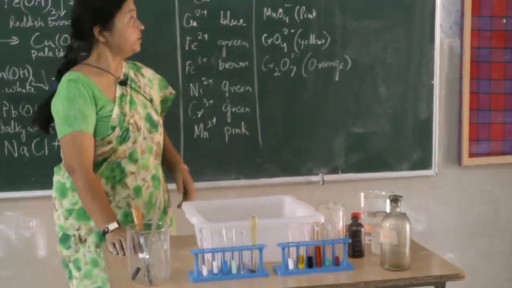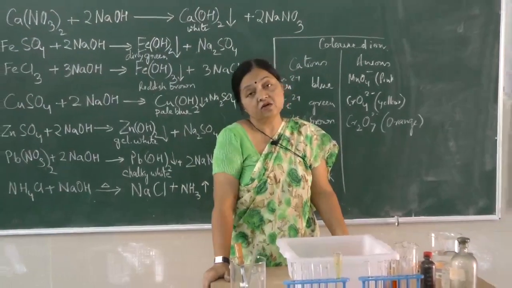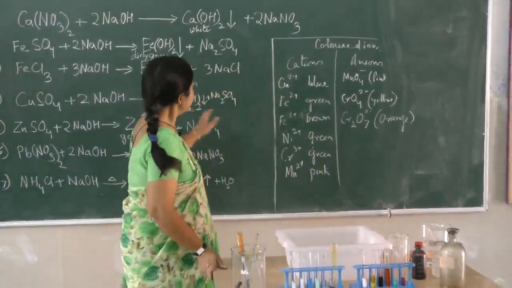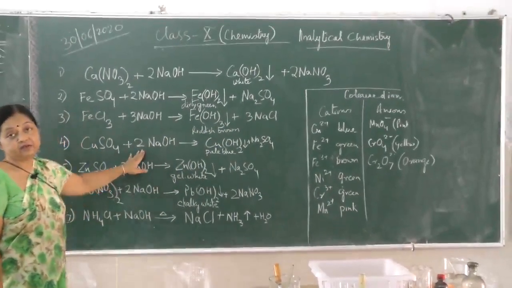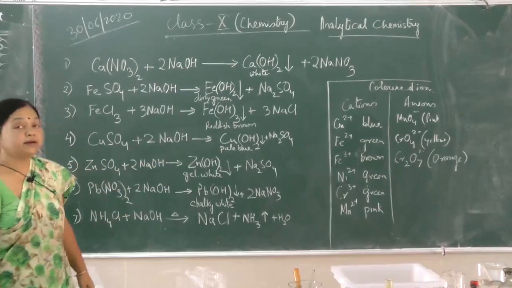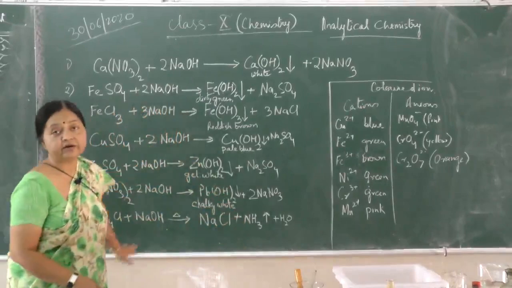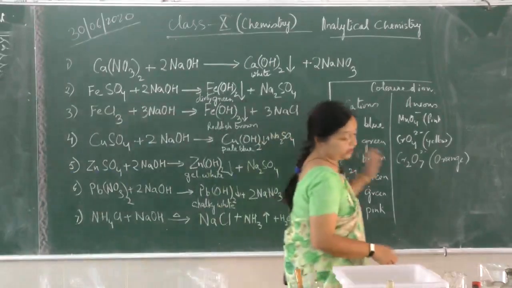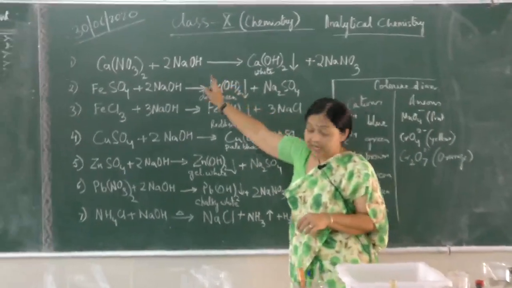And now we will do the detection. In a solution, how do we detect these salts from the precipitates they give in a caustic alkali? First we do the caustic alkali, NaOH solution, and see how these salts react. We will show the practical application, and the theory is already written on the board. So first is calcium nitrate.